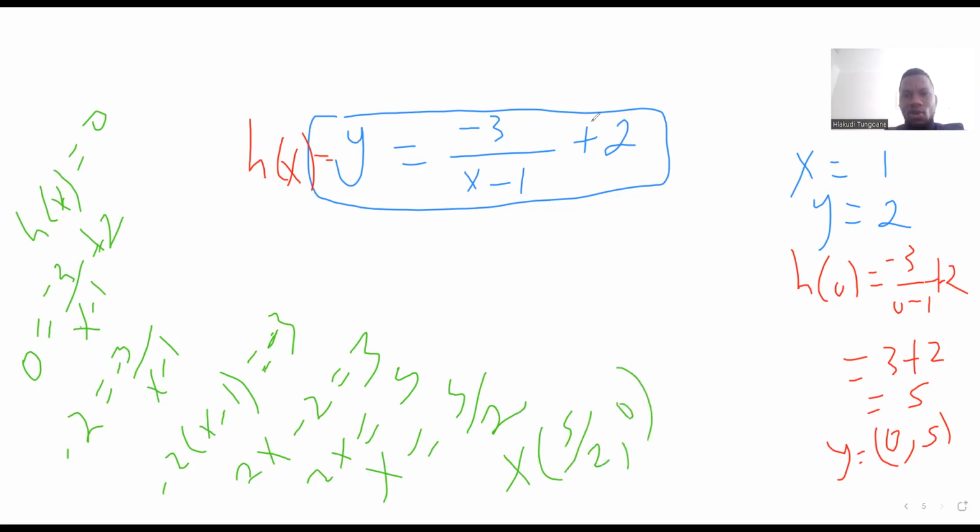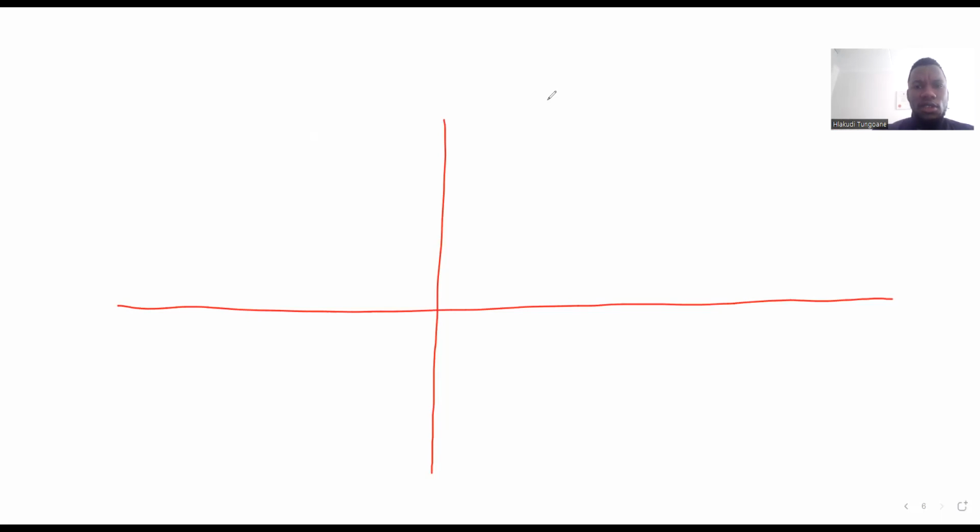Okay, so yeah, now we have the coordinates, right? We have the coordinates, and then we have the asymptotes. So let's draw the graph. Okay, so yeah, our graph is going to be, this is x equals 1. Then we have this line here. Okay, that's y equals 2, right?